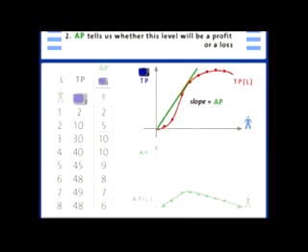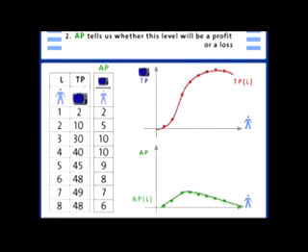I want to notice a few things about this average product of labor curve. First of all, again, it's kind of U-shaped. That is, first the curve slopes upward, and then it slopes downward. We reach a point of maximum labor productivity at some point. At some point, average product of labor reaches a maximum.